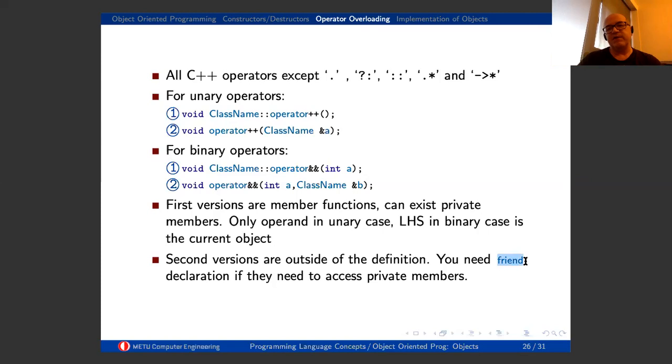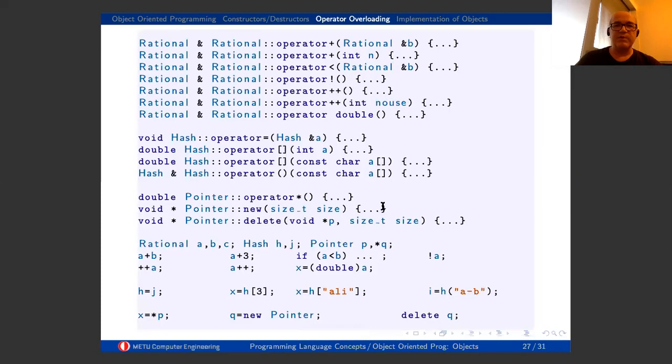So if you access member variables, you have to use a friend function in the second case. So this is one of the disadvantages of using outside of the class. You have to make it a friend, otherwise it will not work. I'm going to talk about the friends one.